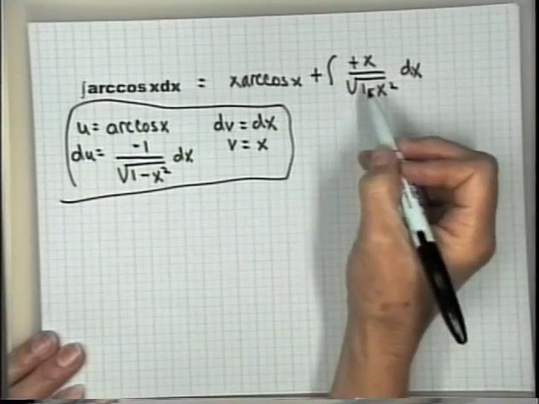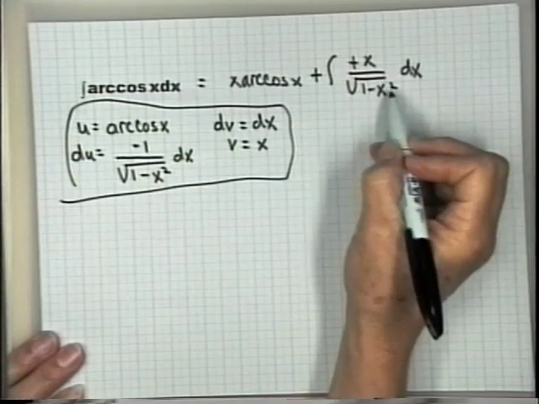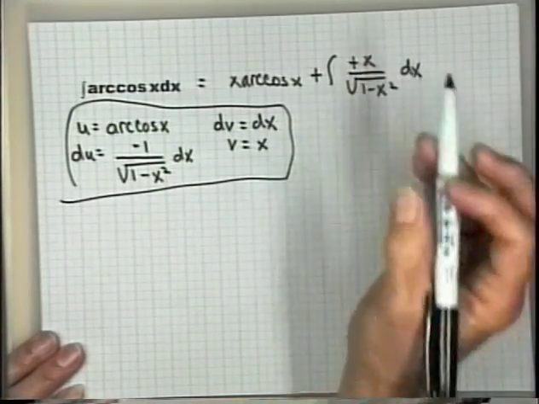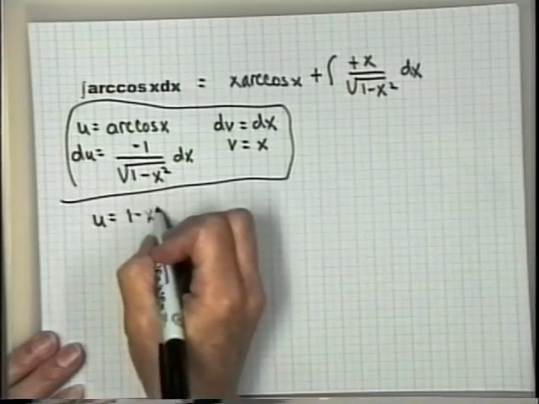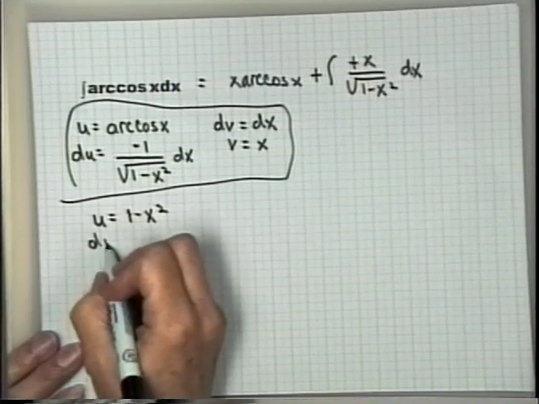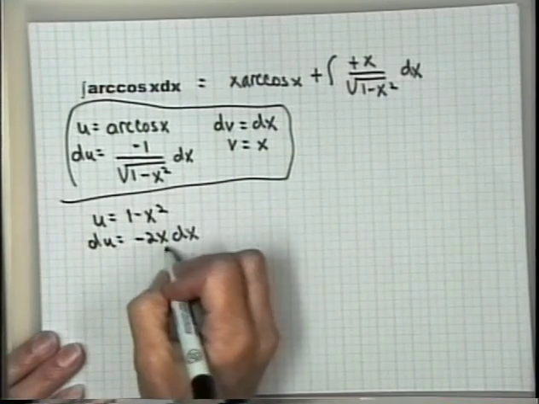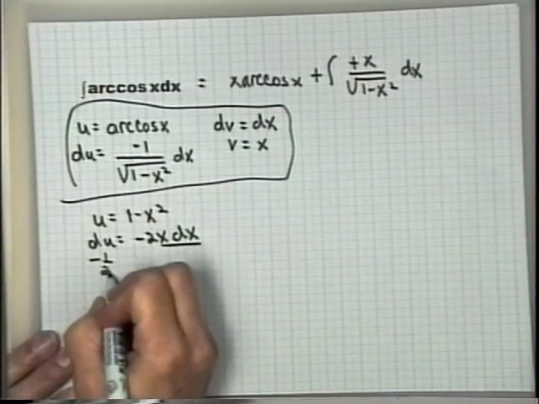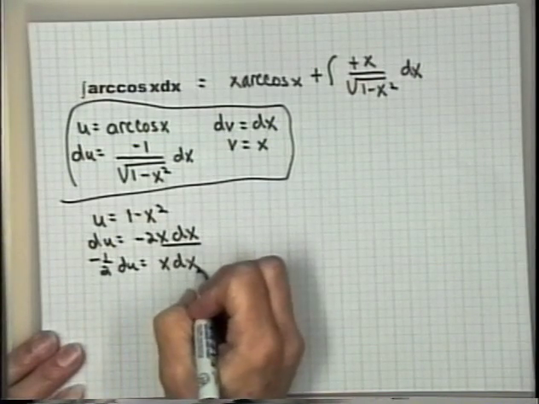Now, look at this one real close. Notice 1 minus x squared, the derivative of that is a negative 2x. I can use that x if I do a direct substitution and let u be 1 minus x squared. Du would equal negative 2x times dx. I'm going to solve for x dx. Negative 1/2 du would equal x dx.